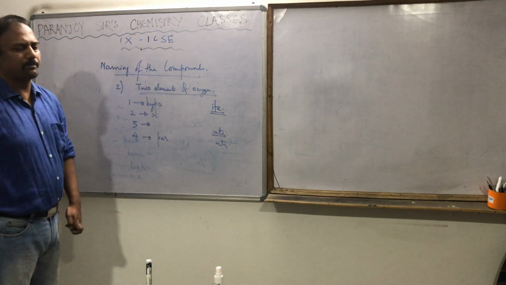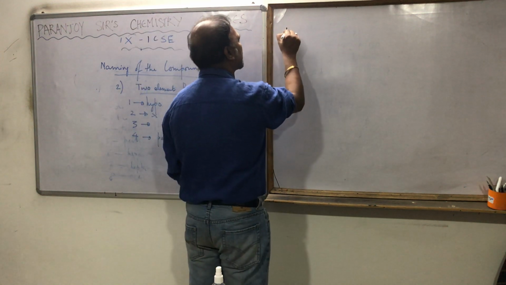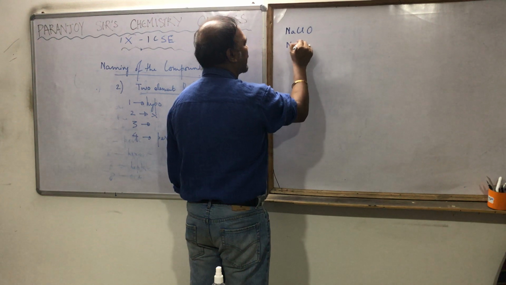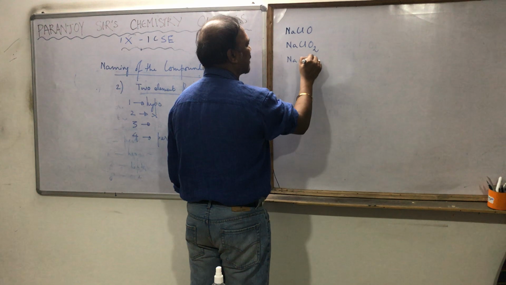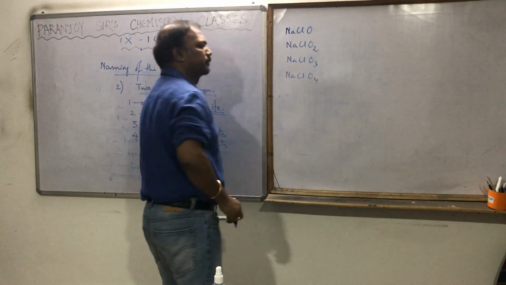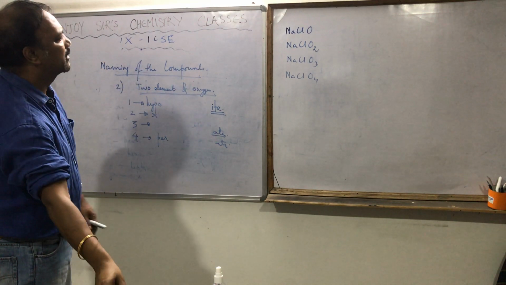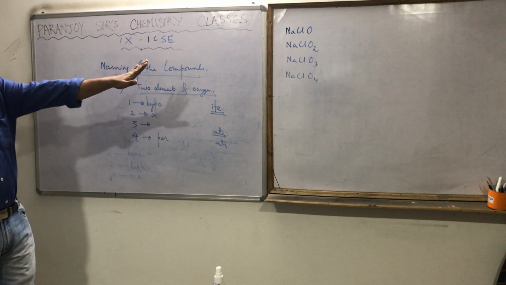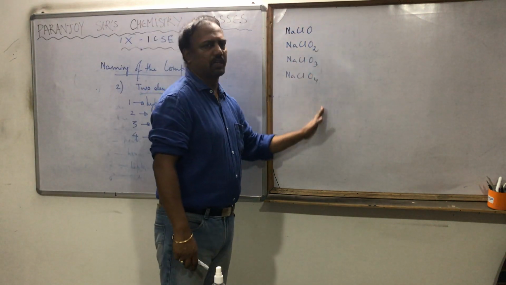Let's just take an example. You can understand it better. I'm just writing four compounds: NaClO, NaClO2, NaClO3, NaClO4. See, very simple. These compounds are made up of sodium, chlorine and oxygen. Two elements and oxygen. How are they varying? They are varying only by the number of oxygen atoms.